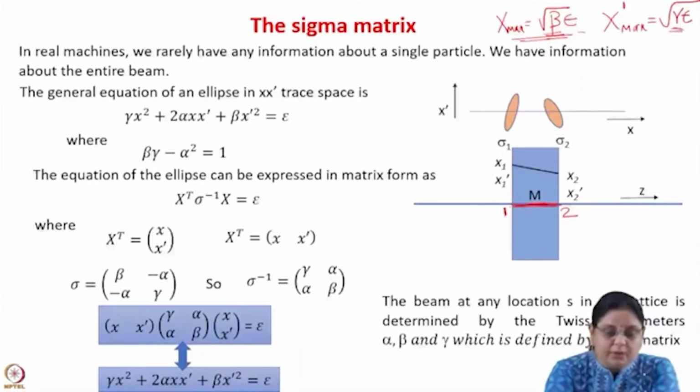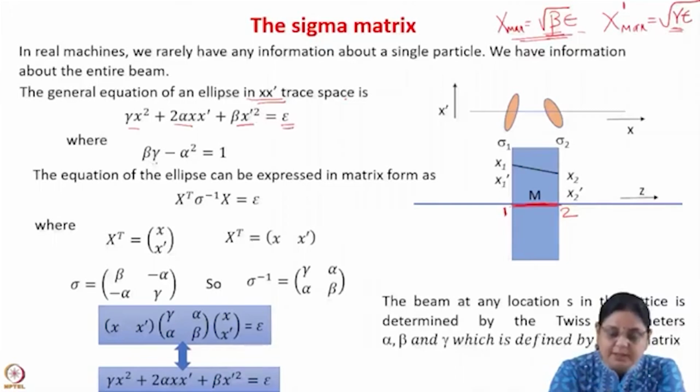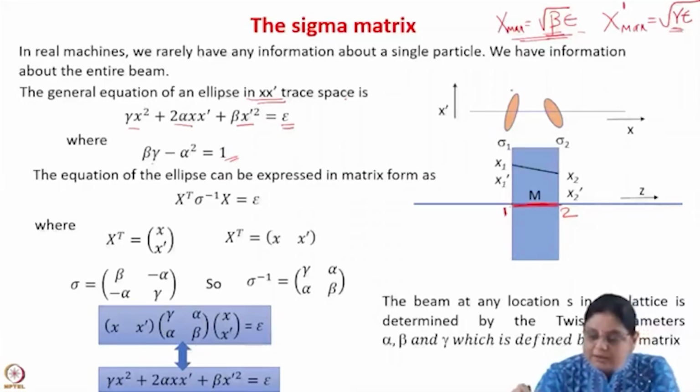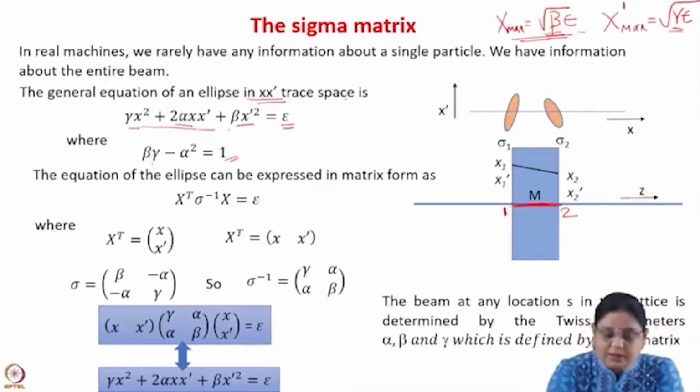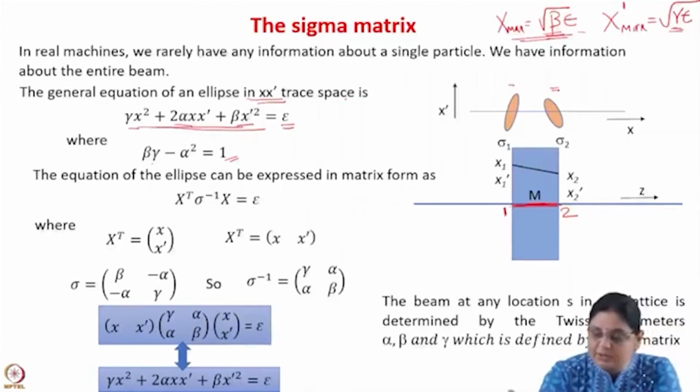Now the general equation of an ellipse in x-x prime trace space is given as gamma x squared plus 2 alpha x x prime plus beta x prime squared is equal to emittance, where beta gamma minus alpha squared is equal to 1. So at this location there will be some equation of the ellipse, and at this location there will be some equation for the ellipse.